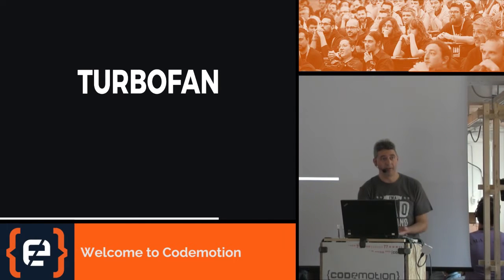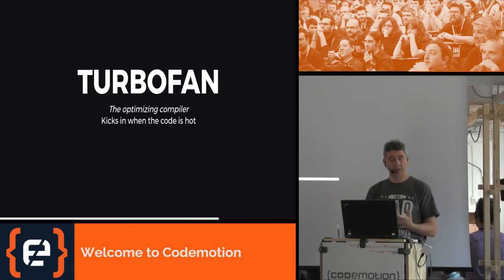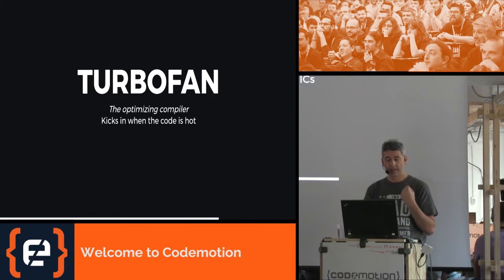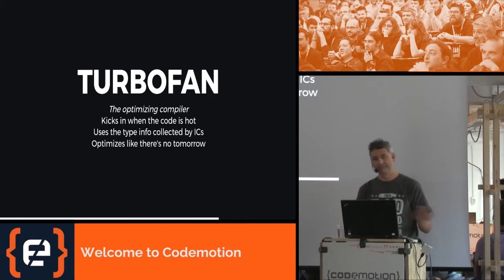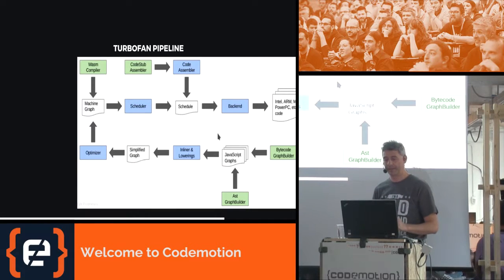And now let's get to Turbofan, the real optimizing compiler. This kicks in when the code is hot. So there is an internal profiler. It says if a piece of code is executed a lot of times and has enough type info, then it uses type info and optimizes really, like there's no tomorrow. This is the Turbofan pipeline.